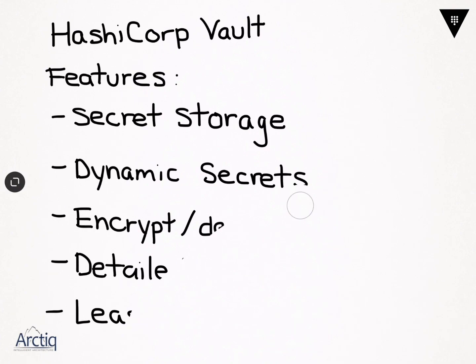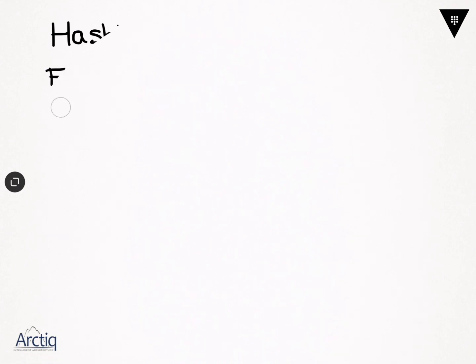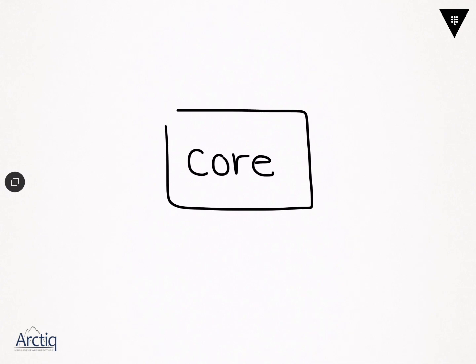Let's now dive into what Vault actually looks like. I'm going to use a diagram to highlight some of the features that I believe everyone should know when learning about Vault. I'm going to abstract the view of Vault here and generalize the core piece of Vault with this box, as I want to keep this video as simple as possible. Think of the core as the main engine or brains behind Vault.